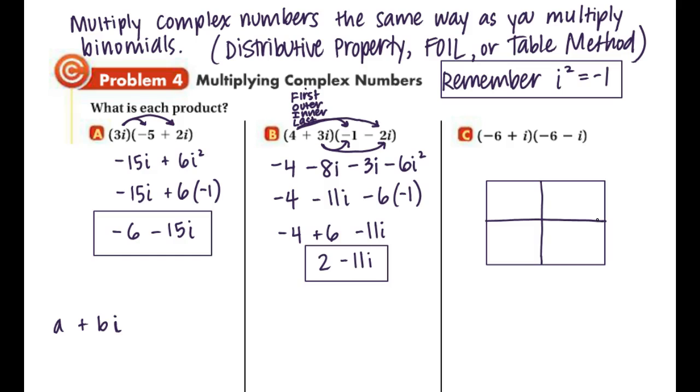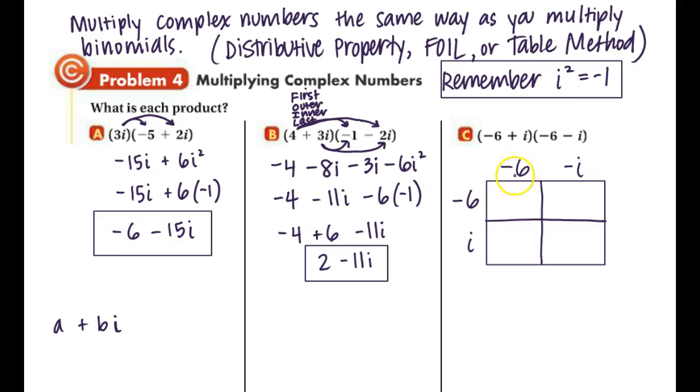The reason why is because both of the expressions, or the complex numbers, have two terms involved, a real part and an imaginary part. From there, I typically use the first set of parentheses as the side, so label -6 and i. And on the top, I'm taking the next set of parentheses, so -6 and -i. Then to get the pieces inside the table, you just need to multiply, just like in the FOIL process.